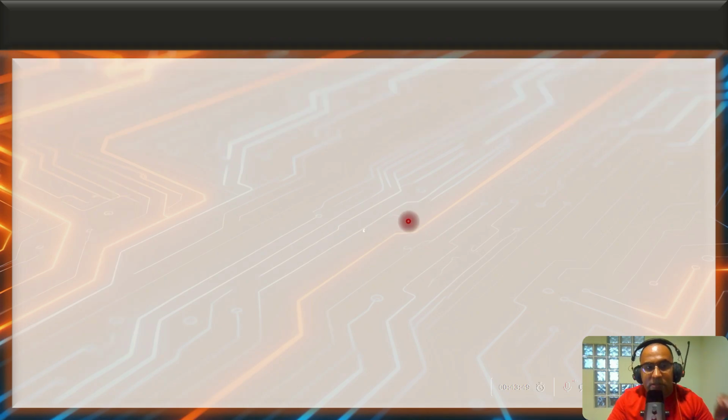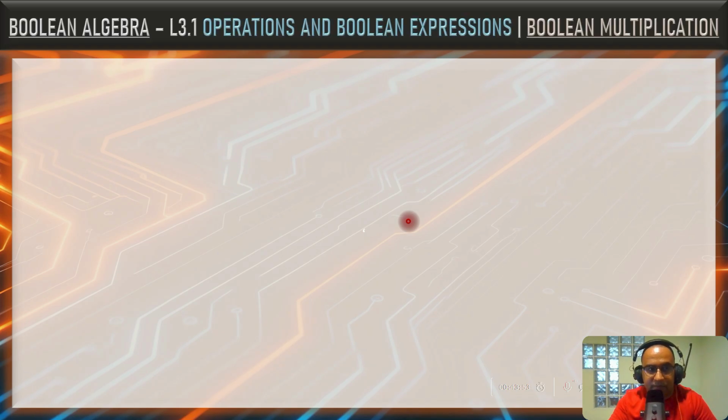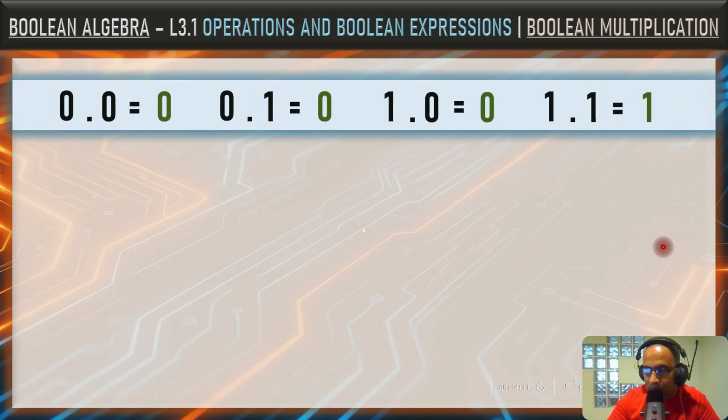Now let's talk about Boolean multiplication, also called AND operation. Boolean AND follows this fundamental rule. 0 times 0 equals 0. 0 times 1 equals 0. 1 times 0 equals 0. And 1 times 1 equals 1. But remember, this is not an arithmetic multiplication. This is a logical operation performed by the AND gate.